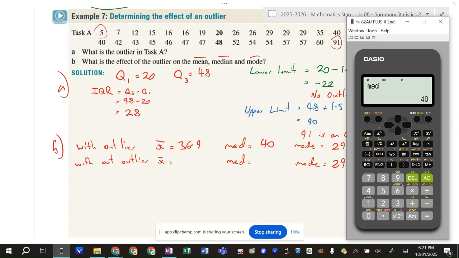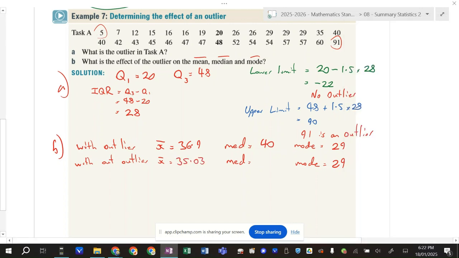Now, what we can do here, Shift 1, and we'll go to the data. We're going to go down to the bottom one. Now, the easiest way to go to the bottom one is to click up. And we go to there, and we're going to delete it. Okay, so now it's no longer in the data. We don't have that outlier in there anymore. So now we're going to go Shift 1. We're going to go to the variable, and we're going to go to number 2, which is the mean. Click on that one and hit equals, and we've got 35.03.